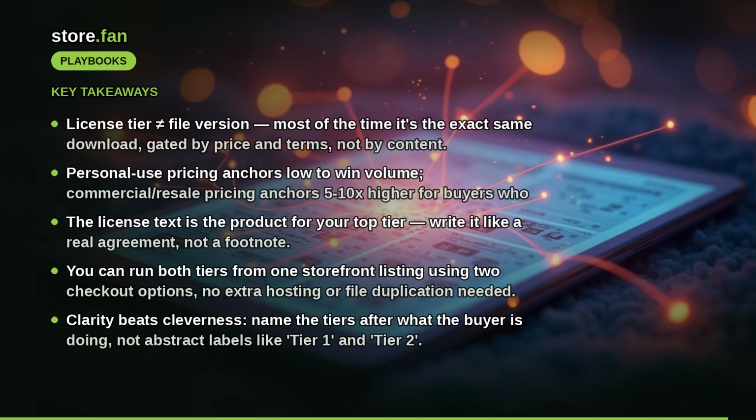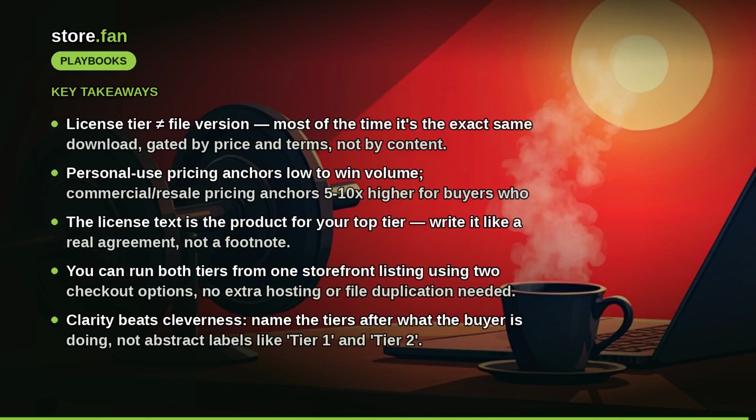You can run both tiers from one storefront listing using 2 checkout options. No extra hosting or file duplication needed. Clarity beats cleverness. Name the tiers after what the buyer is doing, not abstract labels like Tier 1 and Tier 2.